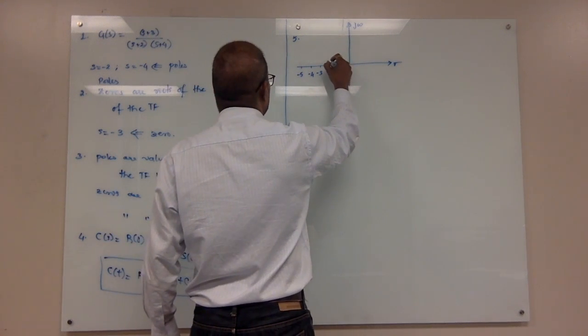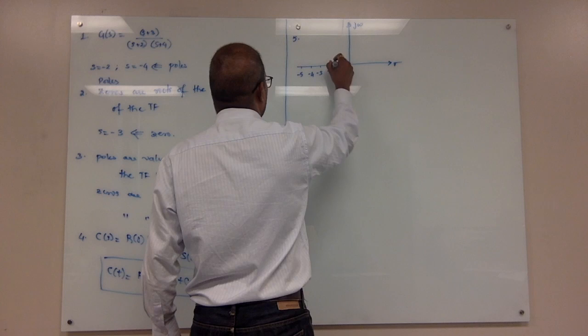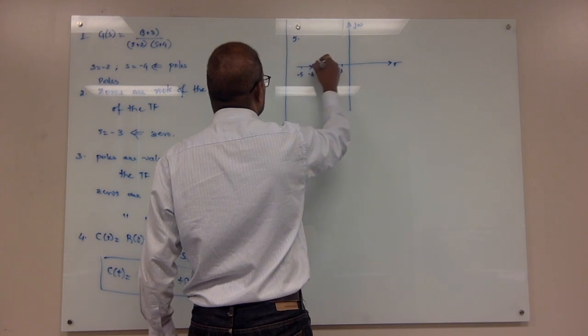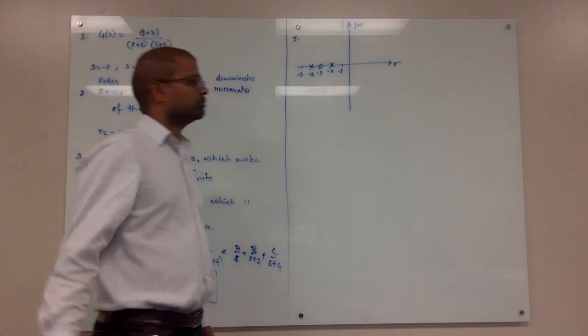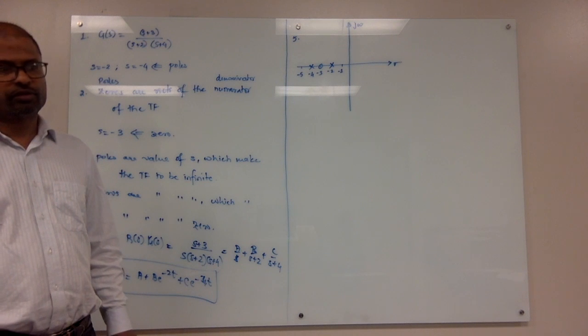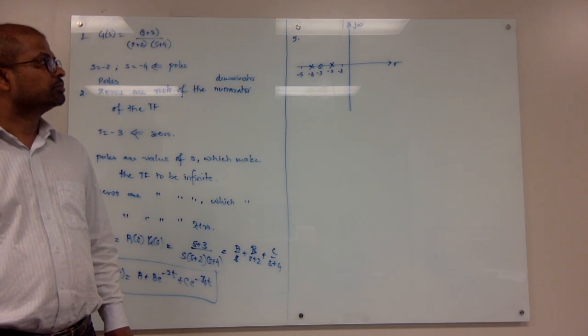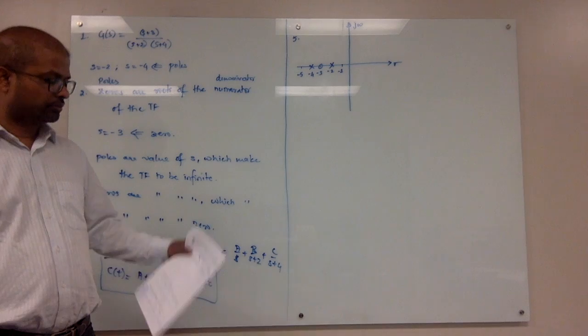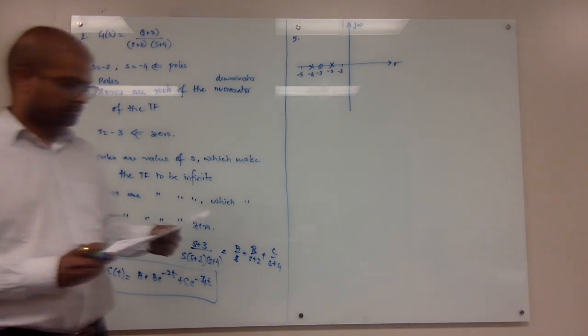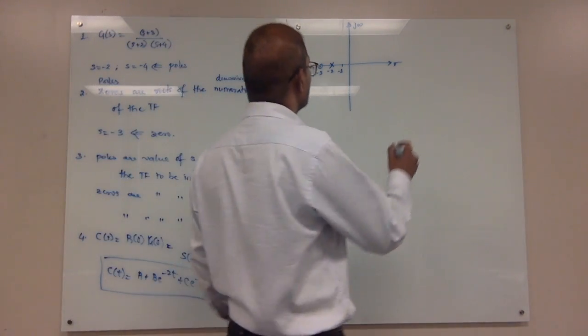So here you have to just do this, okay? X is for poles, circle for zeros. O for zero, or circle zero for zero. That's all. Sixth one was very simple.